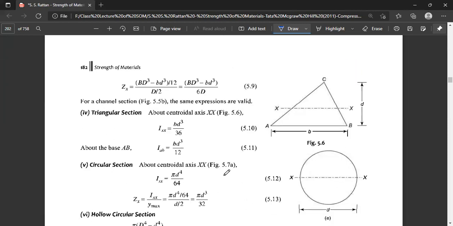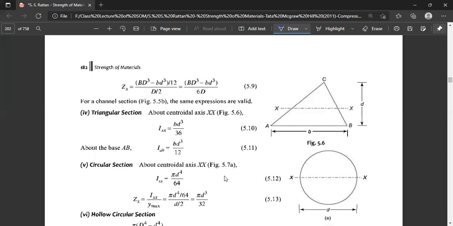Next, let us go for the triangular section. About the central axis XX, from here to here, I_XX should be bh cube by 36, and about the base AB, bh cube by 12. I_XX is the moment of inertia about the neutral axis, and we have to follow the same procedure. We have to know the total area multiplied by the distance from the central axis, which is equal to 2 by 3. Now, about the base AB, bh cube by 12.